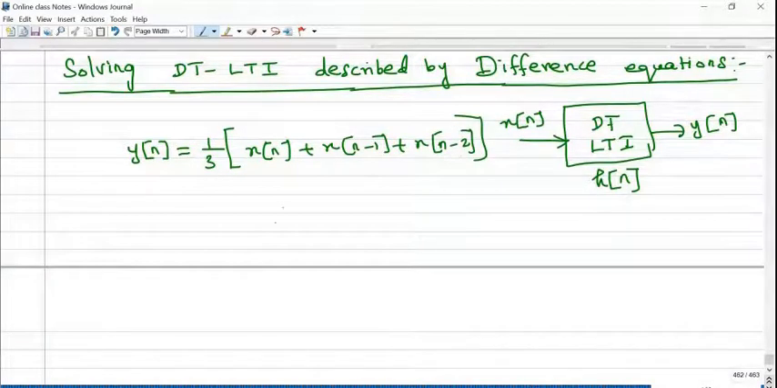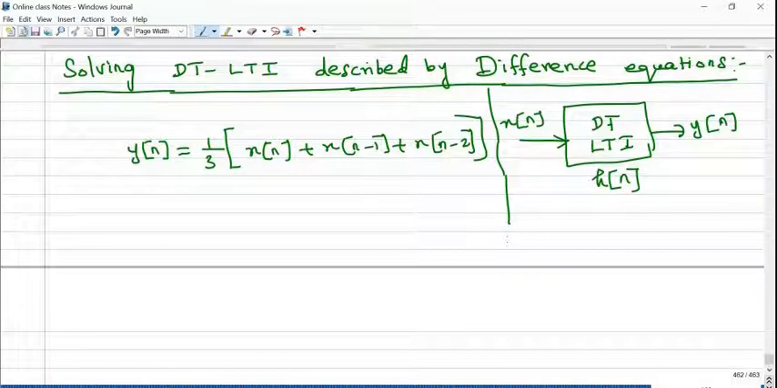It means the output of the LTI system y of n is equal to 1 by 3 times the input we applied, x of n, plus the same input delayed by 1 unit of time, plus the same signal delayed by 2 units of time. This is one simple example I'm taking. So any discrete time LTI system can be represented by a difference equation. This equation is called a difference equation.